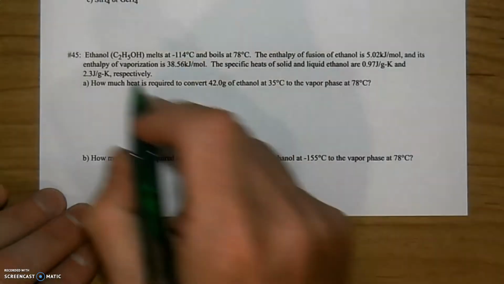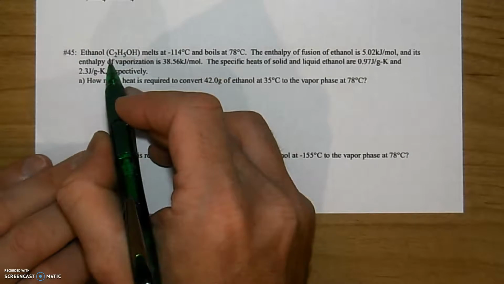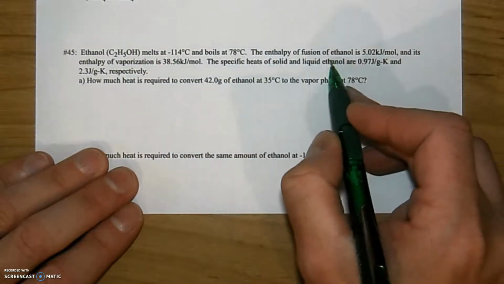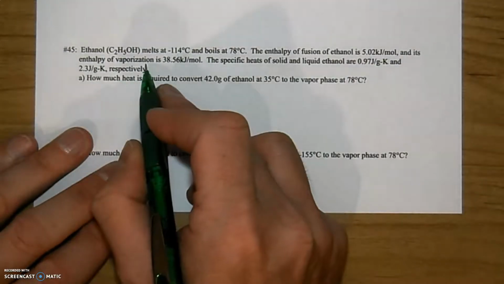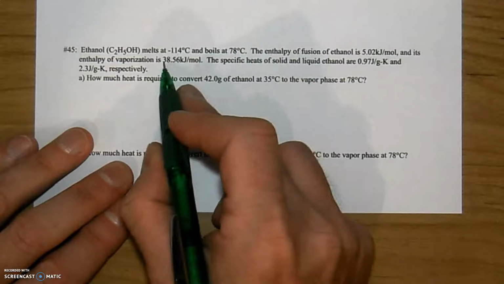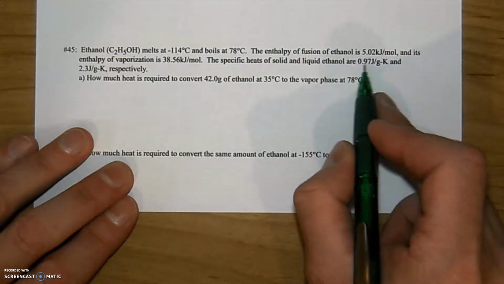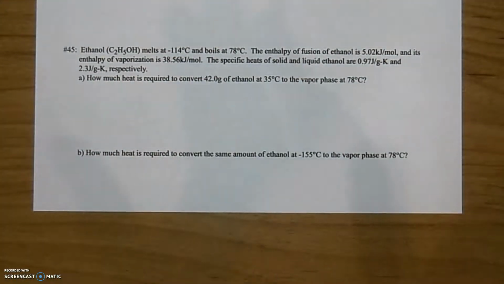We're looking at number 45. For this particular problem, we have ethanol, and it melts at this temperature, and it boils at this temp. We have a heat of fusion value of this, and we have a heat of vaporization, enthalpy of vaporization, of this. Specific heats of the solid and the liquid are these two values there. So, tons of information.